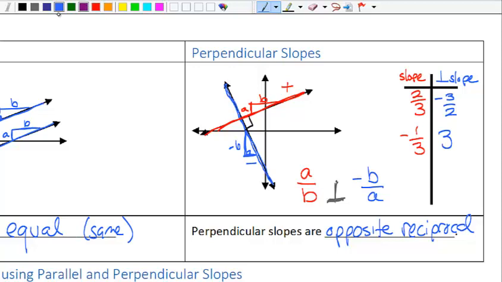Okay, well here's a tricky one. What if I give you 5? What is the opposite reciprocal to 5? A lot of people will say negative, which is correct, but the reciprocal, sometimes people have a hard time with a whole number. The reciprocal of a whole number is 1 over that whole number, because 5 can be rewritten as 5 over 1. So when we reciprocate that, that's negative 1/5.